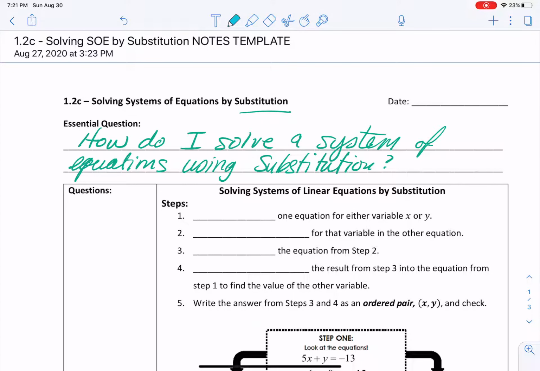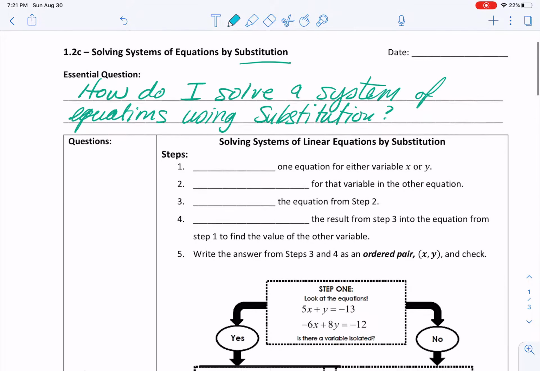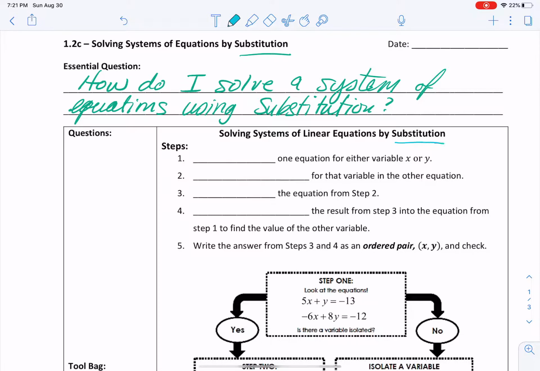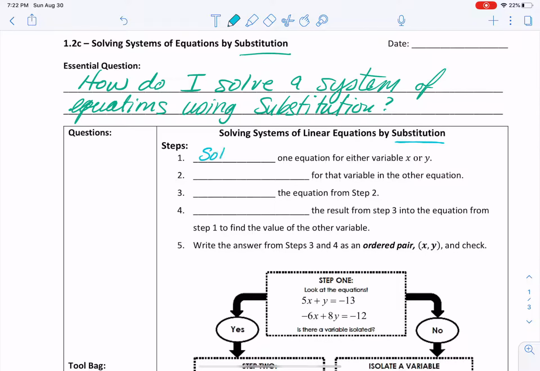So there are a set of 5 steps that you should go through anytime that you're faced with a system. You can solve by elimination or substitution, but when you decide to use substitution, these are the steps that you need to use. So we're going to solve one equation for one of the variables. So I want an x equals or y equals equation.